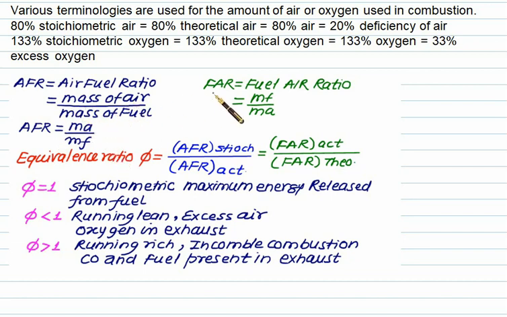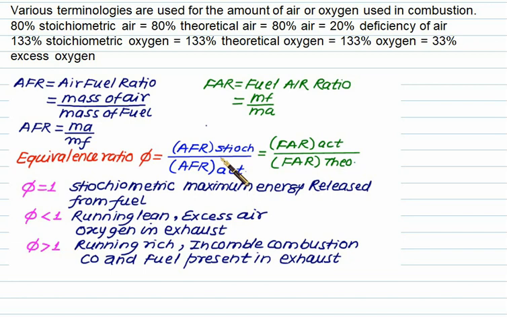The reverse of this is the fuel-air ratio, which is defined as mass of fuel upon mass of air. We have a relation between the fuel-air ratio theoretical and the actual. Actual can be anyone here, 80% or 133% for the present example. How much excess air or less air you supply in comparison to stoichiometric is called actual. Here the term phi is called the equivalence ratio. This ratio is defined as air-fuel ratio stoichiometric divided by air-fuel ratio actual.